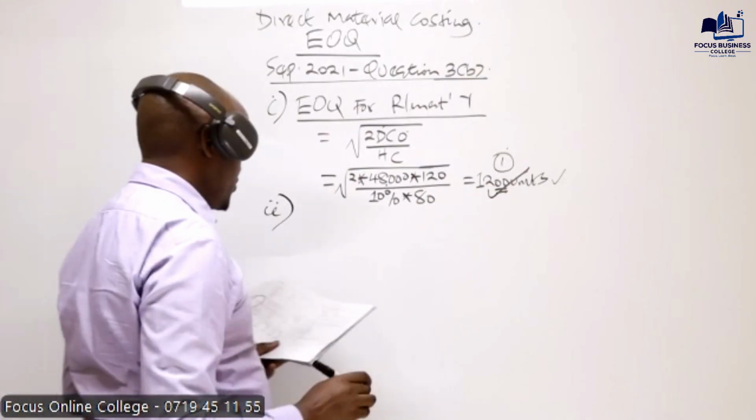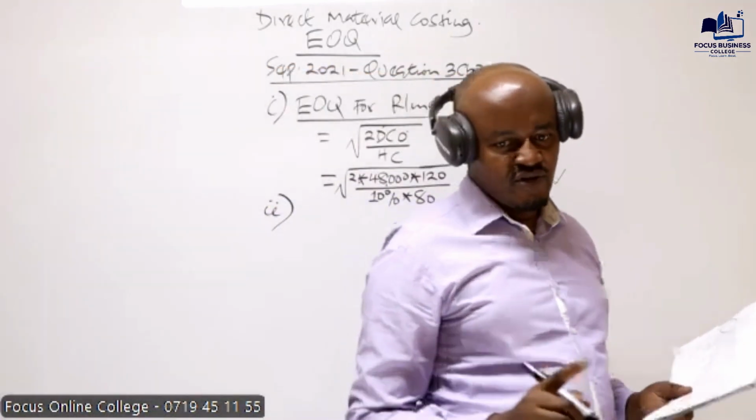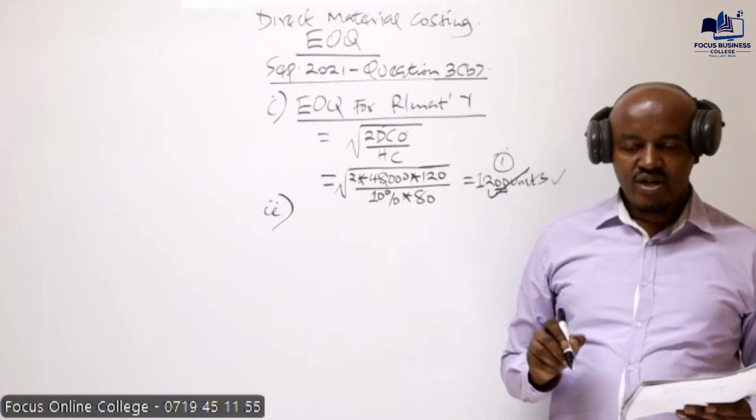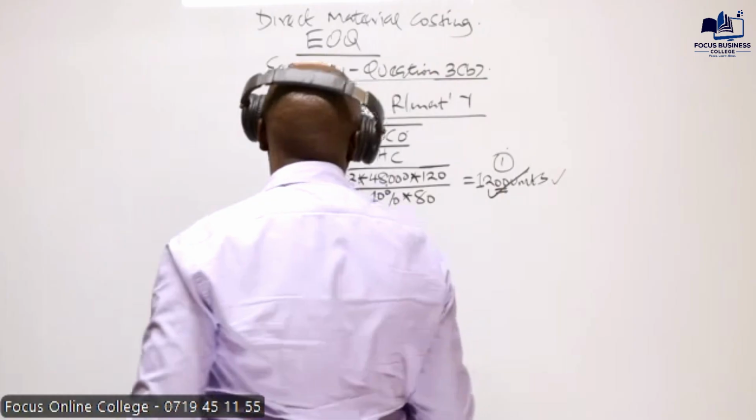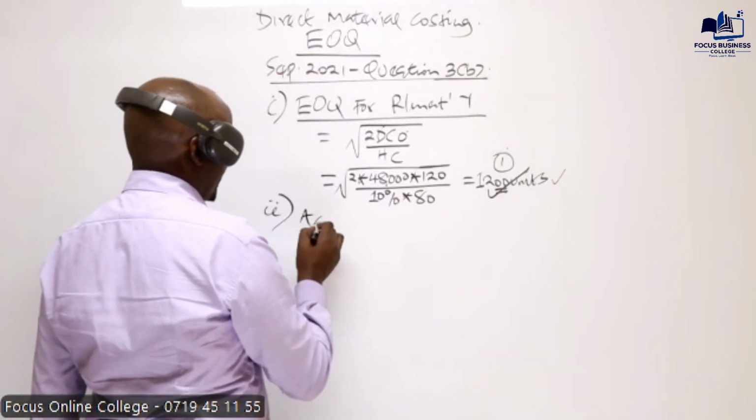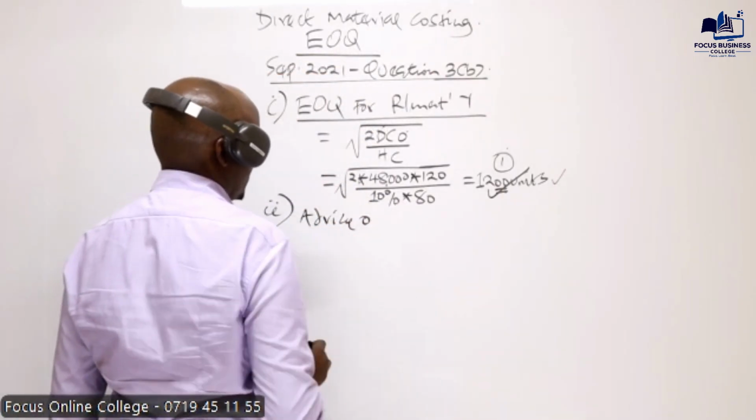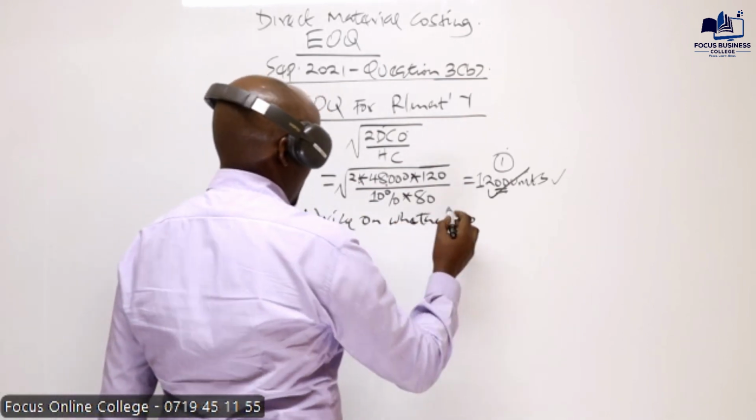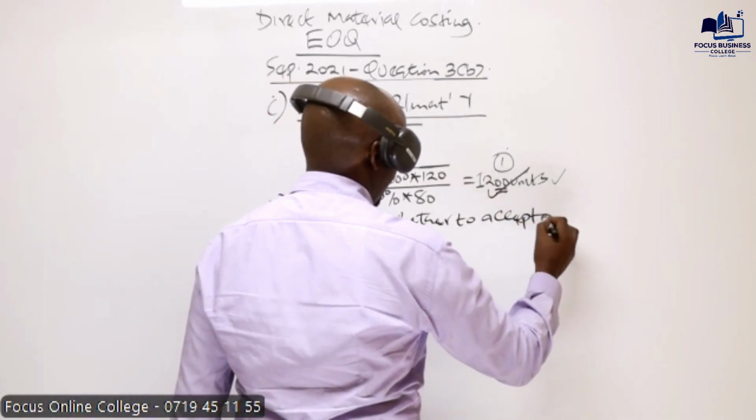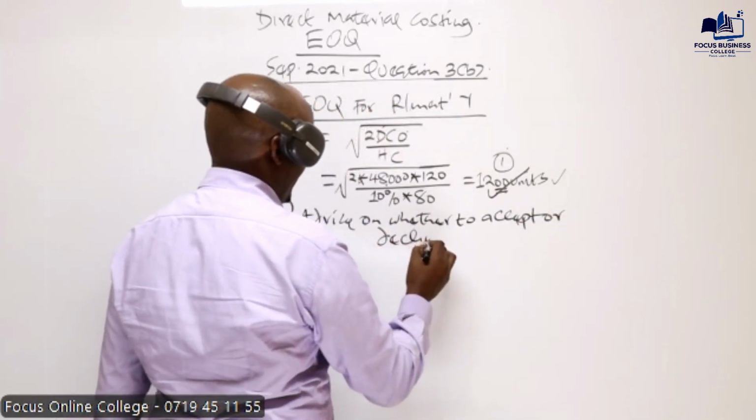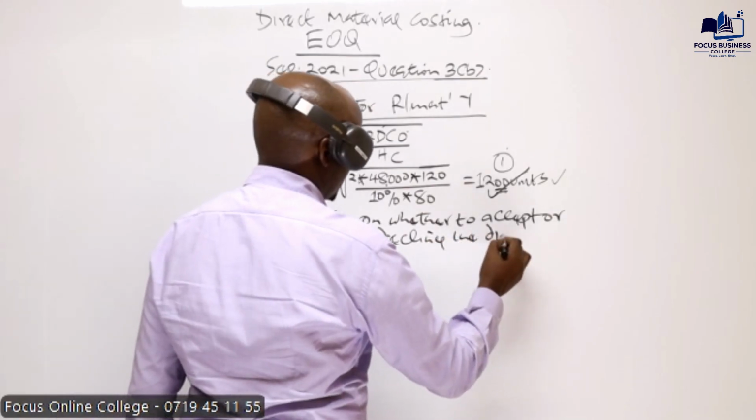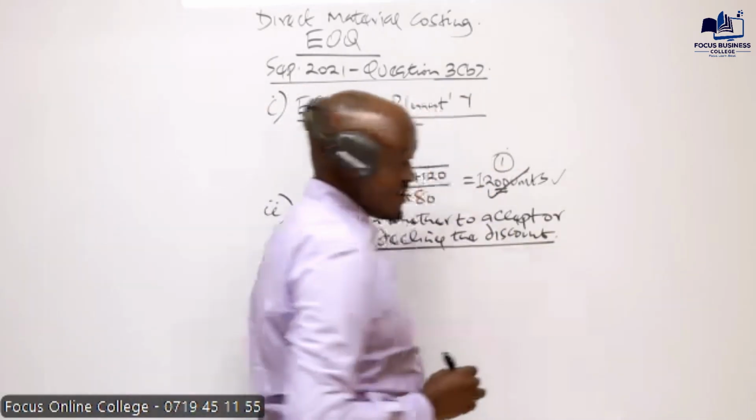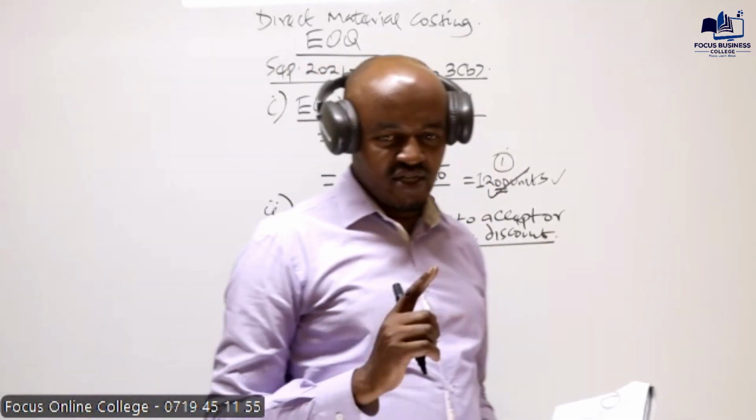So then we go to Roman 2. What are we told here? We are told to advise the management of this company whether to accept or decline the discount. Should the company accept this discount or not? Remember what you're told in the last paragraph.